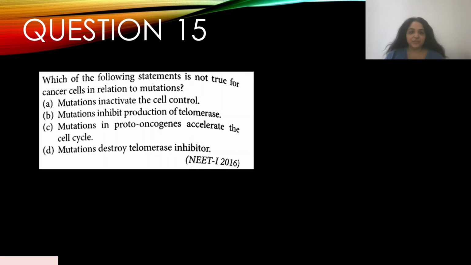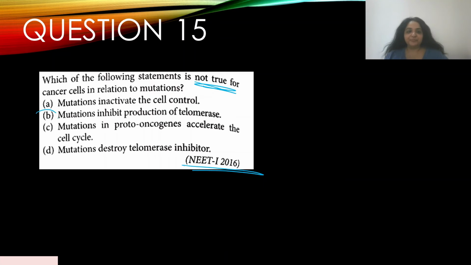Question number 15. Which of the following statements is not true for cancer cells in relation to mutations? This appeared in NEET 2016. Now we are talking about cancer cells and mutations in cancer cells. We'll explain that there are different genes involved in cancer cells. To find the statement that is not true, that means it's false. A. Mutations inactivate the cell control. B. Mutations inhibit production of telomerase. C. Mutations in proto-oncogenes accelerate the cell cycle. And D. Mutations destroy telomerase inhibitor.